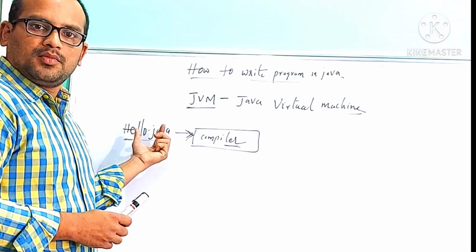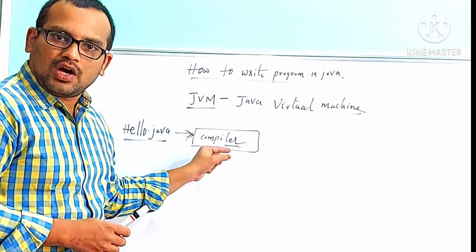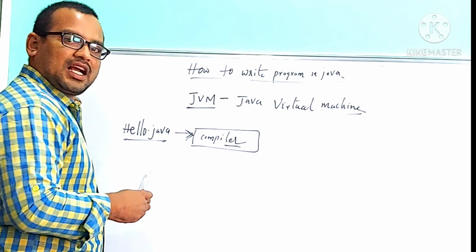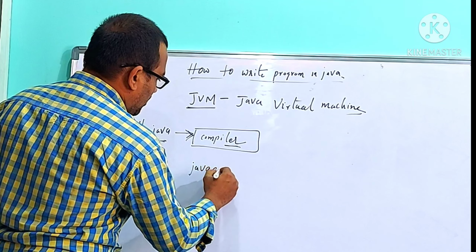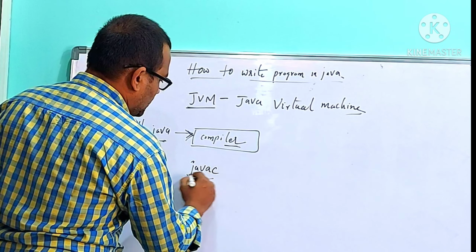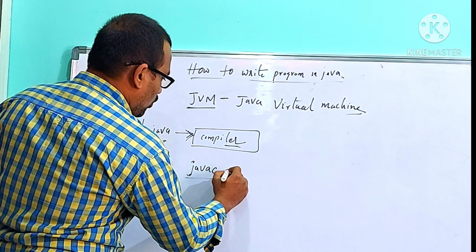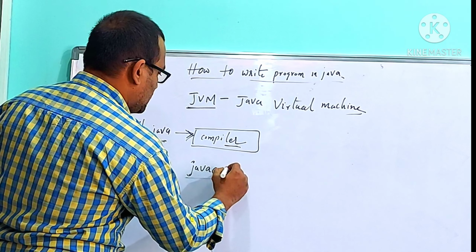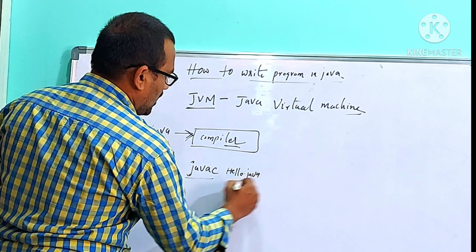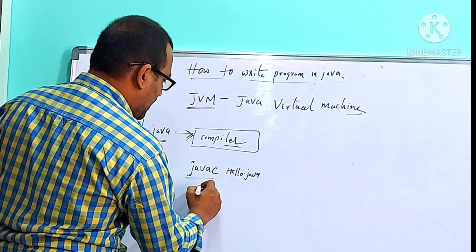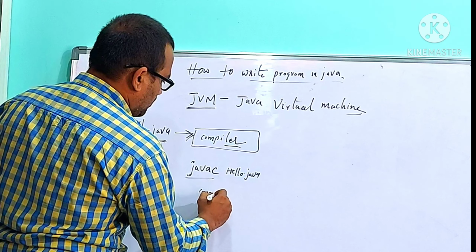Our Java program should be given to the Java compiler by using the command javac space program name.java. That means javac hello.java. We need to enter this command at the command prompt.